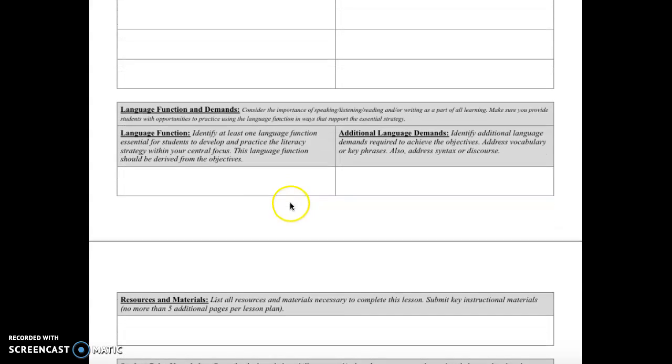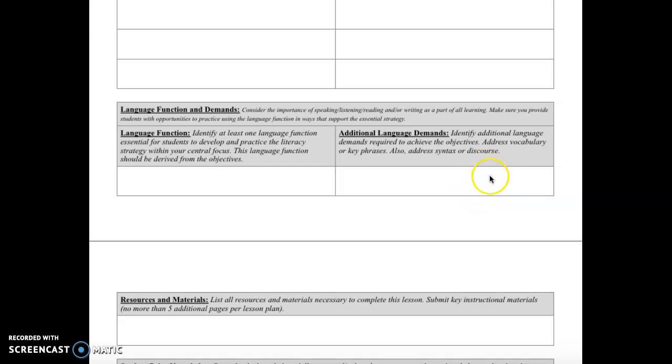So language function, this is usually an active verb. Like for me, it's English. So if the whole point is that they're going to make an argument, then they will learn to argue. And the additional language demands are more content related. So what are they learning? So is it going to be academic words that they're going to use throughout schooling to be able to transfer to use in other cases?